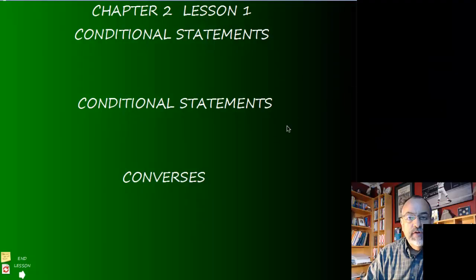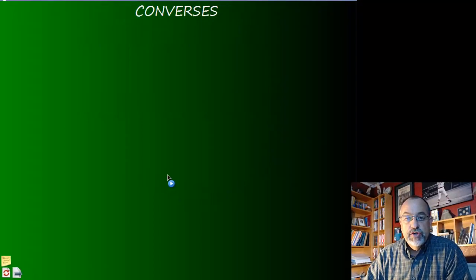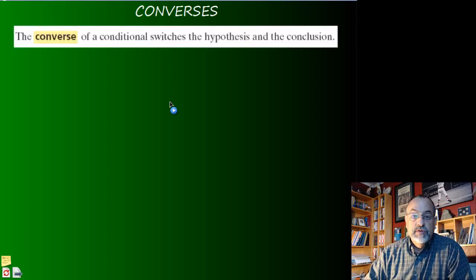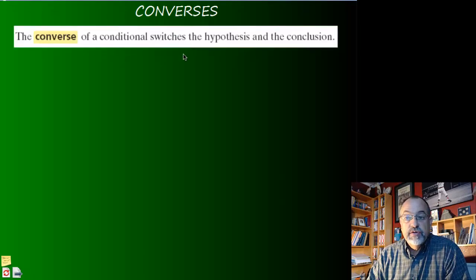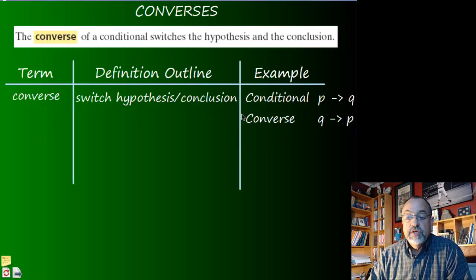Chapter 2, Lesson 1, we're going to finish up this lesson looking at converses. And we've been looking at conditional statements. Converses are conditional statements as well that take an original statement and manipulate the hypothesis and conclusion. The converse of a conditional simply switches the hypothesis with the conclusion. So you take what was the hypothesis and you make it the conclusion, and you take what was the conclusion and you make it the hypothesis, and that will be your converse. So converse simply switches the hypothesis and conclusion.